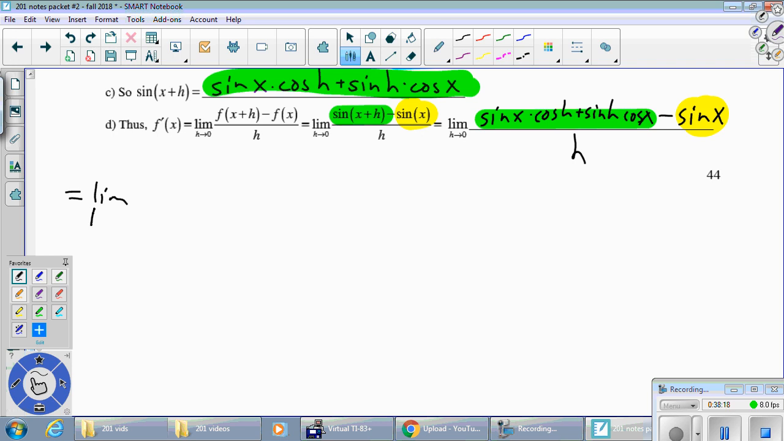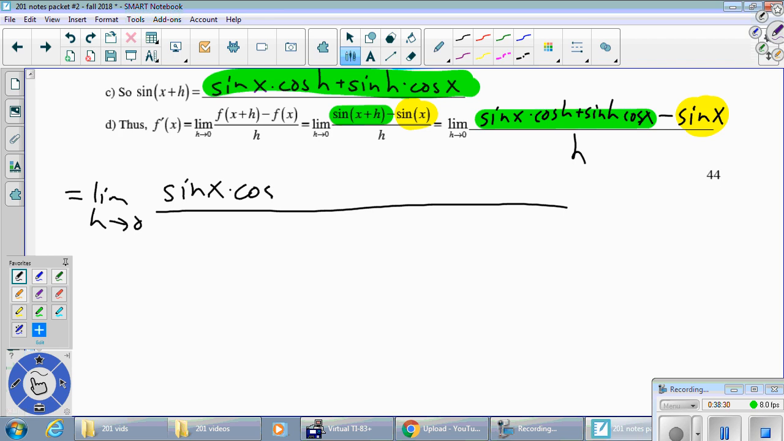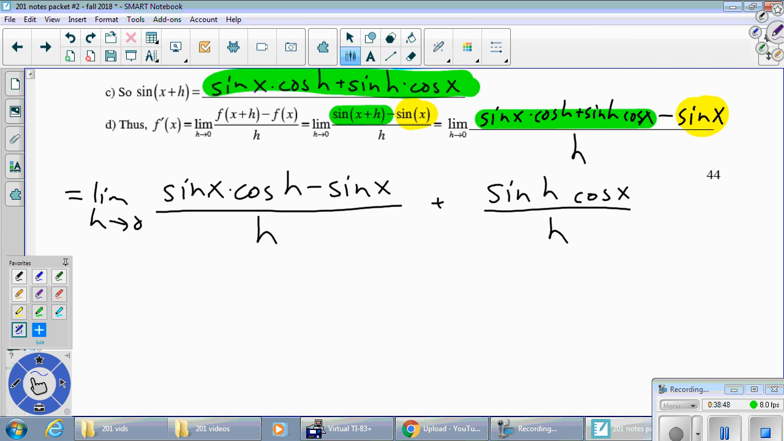Equals limit as h goes to 0, big fraction. Okay, what we're going to do is split this thing up. I'm going to reorder the terms. I'm going to copy my first term, like that one where it is, but then I'm going to move the minus sine x up here. Actually, why don't we do two fractions? And then I'm going to do my second term over here, sine of h cosine of x. And it's two fractions added together. Both of them have this denominator. So pause if you need to. Make sure you believe that this is indeed equal to the one fraction we had before.